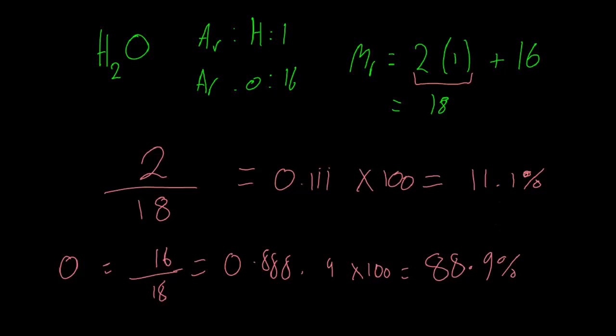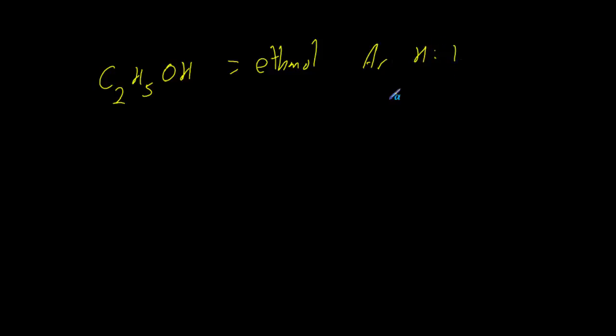Okay, so one more example. We're going to do something slightly more complicated. We're going to have a look at a hydrocarbon, something you would have seen in the previous course. So if we have C2H5OH, hopefully you can remember that this is ethanol. So our friend alcohol. And we have 2 carbons, 1, 2, 3, 4, 5, 6 hydrogens and an oxygen. So I'm going to write the atomic masses now. Hydrogen is of course 1, carbon 12, oxygen 16.